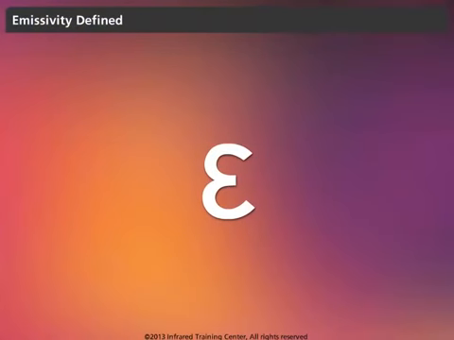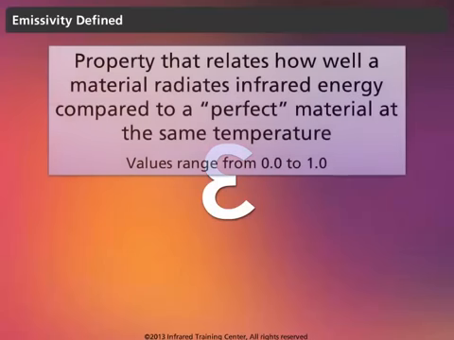So how exactly do we define emissivity? Emissivity is a property that relates how well a material radiates infrared energy compared to a perfect material at the same temperature. Emissivity values vary between 0 and 1.0. A perfect material or blackbody has an emissivity of 1.0. A perfect reflector or mirror has an emissivity of 0.